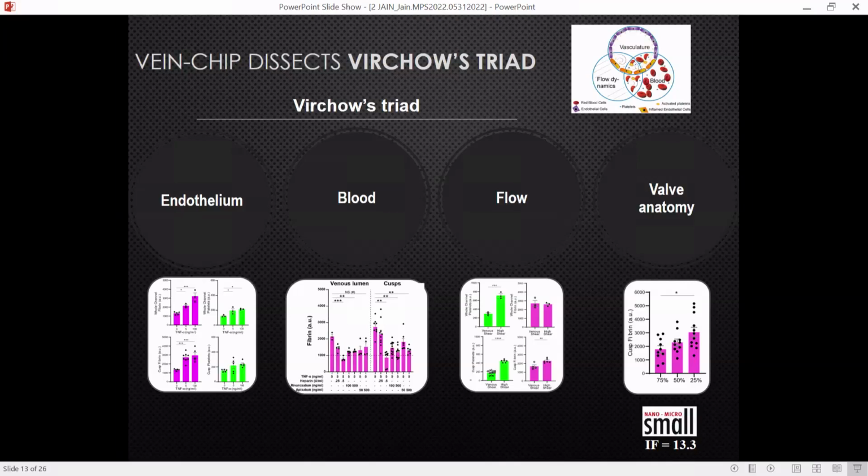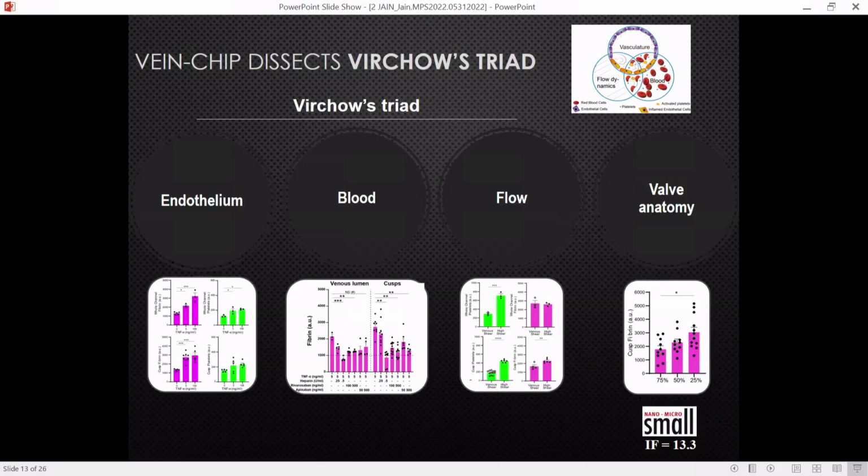But there has never been a modeling technique that could dissect or really teach us the independent contributions of each of these factors in creating DVT. Now we had this vein chip where we had the opportunity to change flow independent of chemistry and endothelium. We had the opportunity to change endothelial properties or its status and look at how it could influence thrombosis as well as the blood chemistry. And we could do that in a relevant architecture.